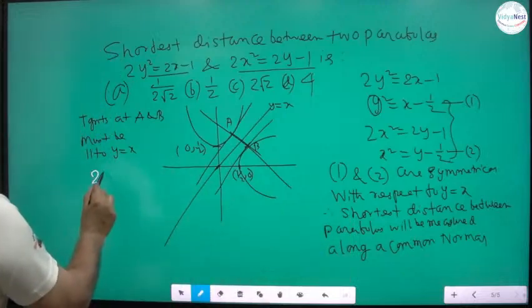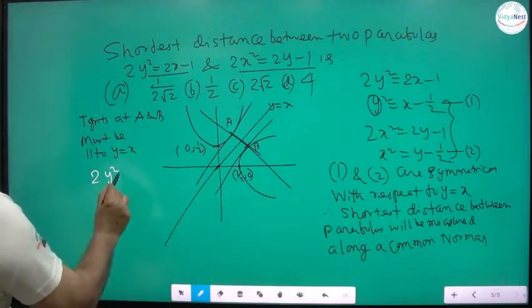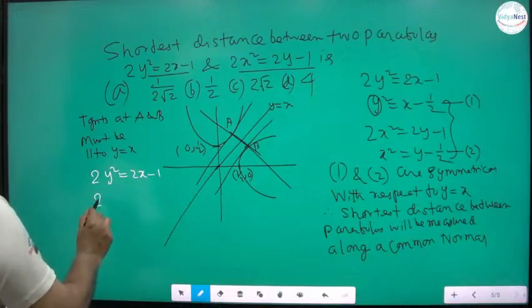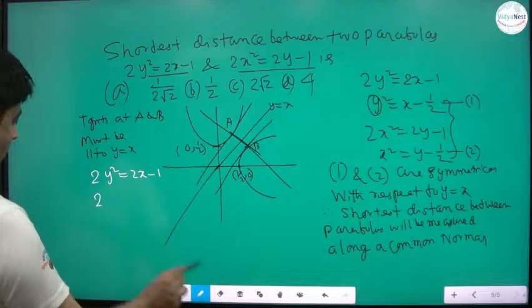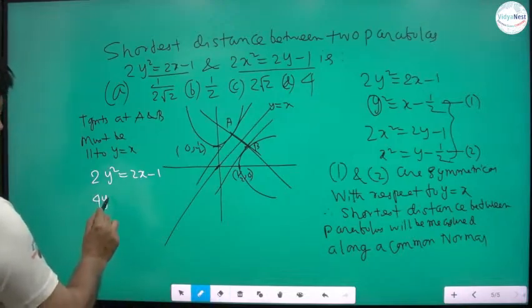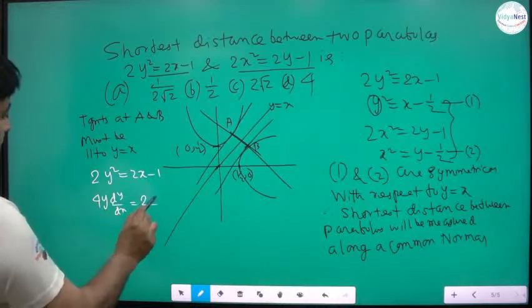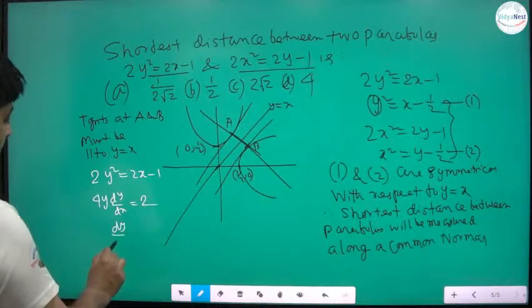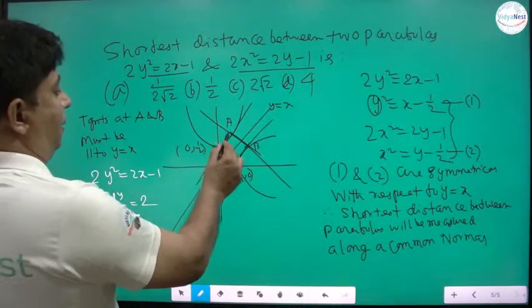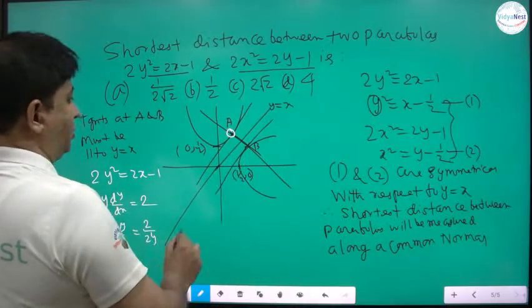2y² = 2x − 1. To differentiate, you will get 4y dy/dx = 2. So dy/dx = 2 by 2y. So slope at this point is 2 by 2y.